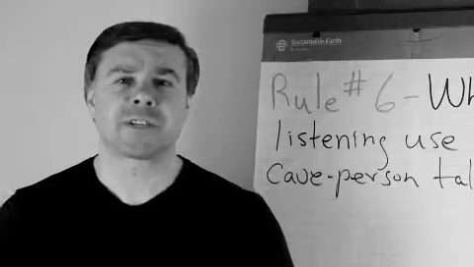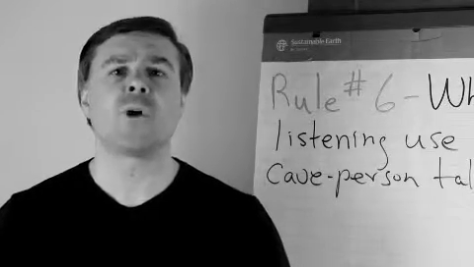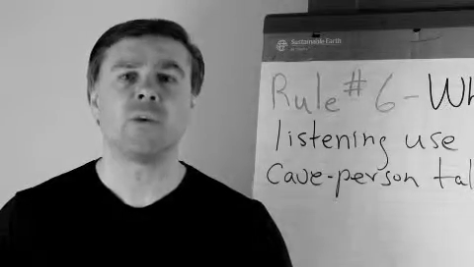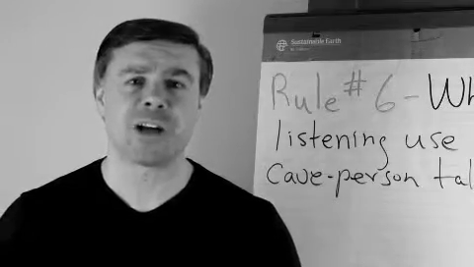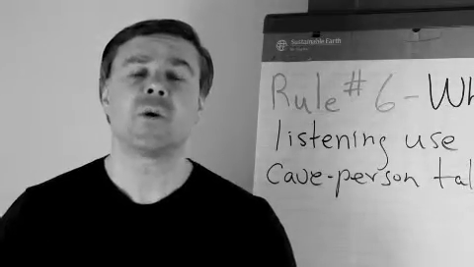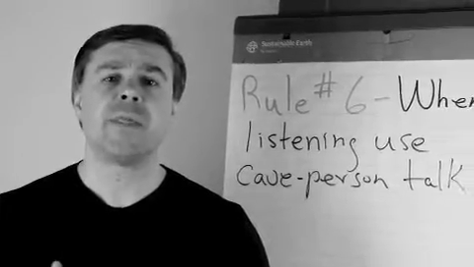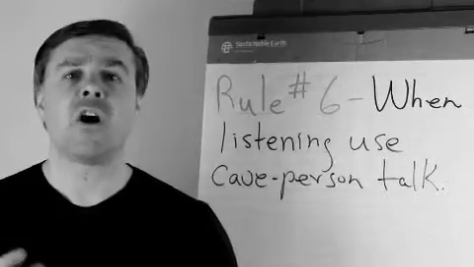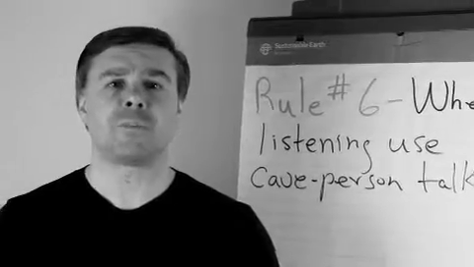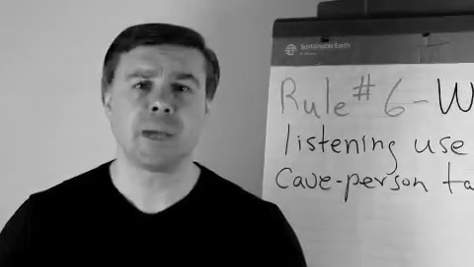Okay, rule number 6. Rule number 6 is when you are listening, when you're in an interaction with a prospect, you want to use what I call cave person talk. Politically correct. We won't say caveman, it's cave person. So cave person talk means that you are giving audible signals, you're giving audible responses, encouraging people to talk.